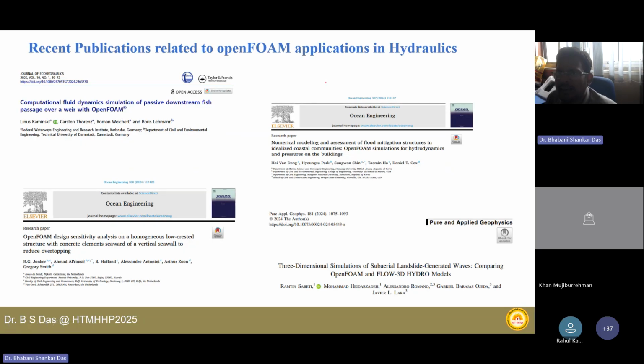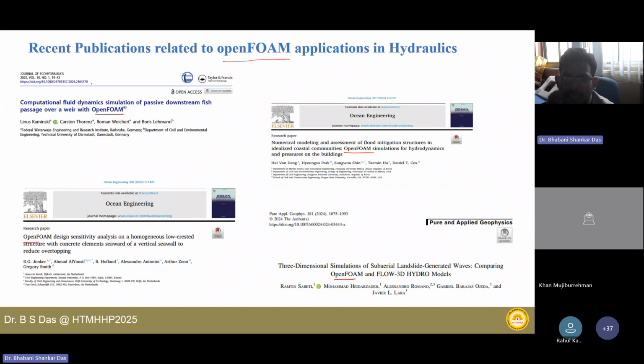You can see in the last 5 years, OpenFOAM publications are there in good Q1 journals. The main purpose of research is to publish a good research paper. If you can do any research in OpenFOAM, it is now very likely to be accepted by good journals.